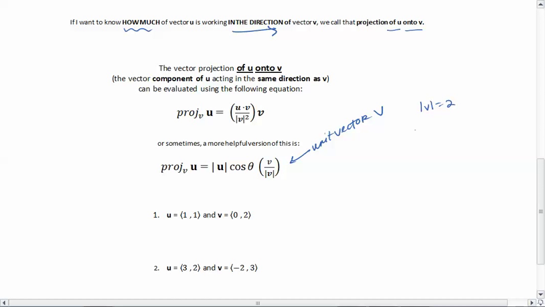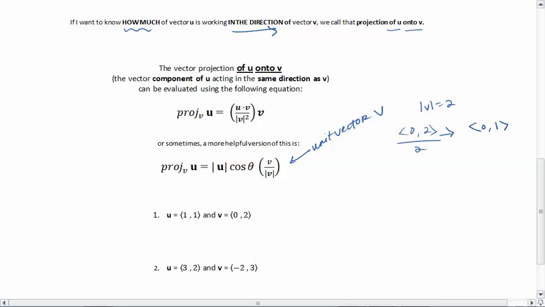So we have vector v, which is 0, 2, divided by 2, which means all we're going to do is divide each of those things by 2. So 0 divided by 2 is just 0, and 2 divided by 2 is 1. This gives us the same vector, but on a scale of 1. This means that it is a unit vector happening in that same direction that we had v before. So that's our unit vector.